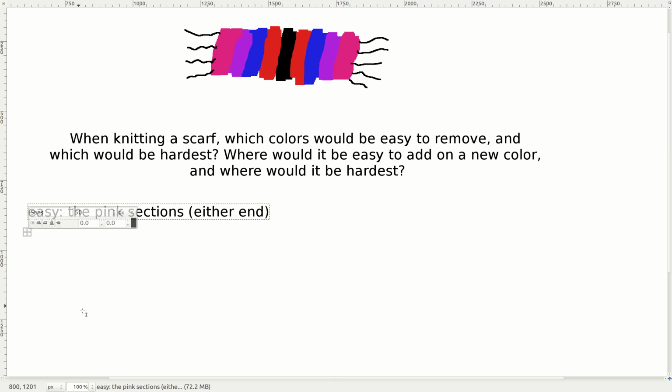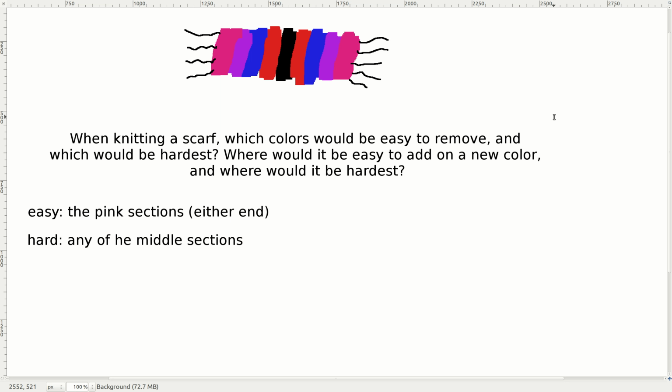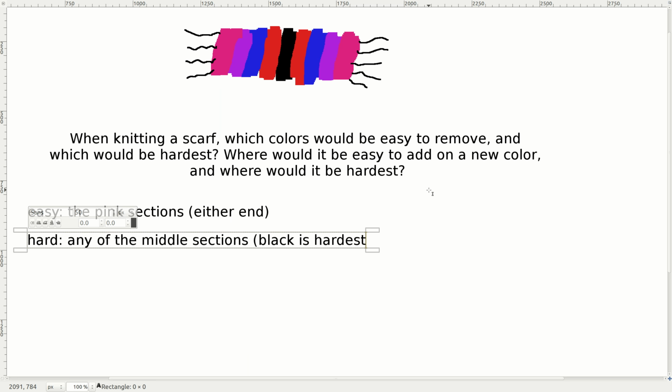And the places that it's hard to make changes are in the middle there, right? Like if someone asks you to swap out the black, you have to unravel the entire thing to get to that section. So any of the middle sections are hard to get to, they're hard to remove, they're hard to add to, or remove from. Any of the middle sections are very hard, the black being the hardest, because you would have to remove all the way through from one direction or from the other.